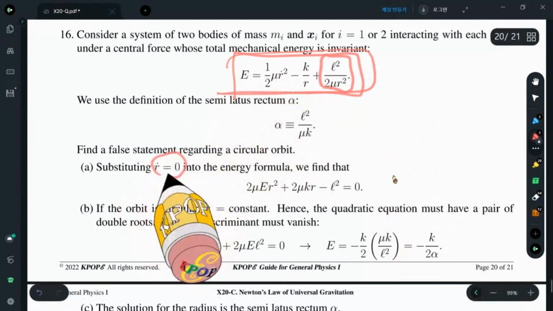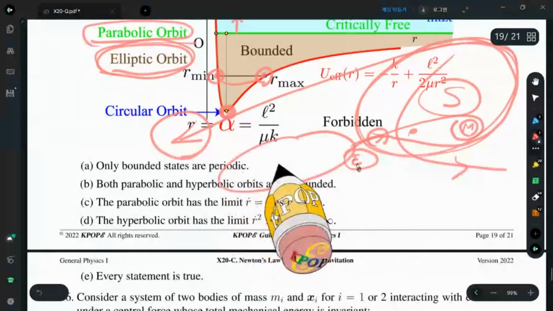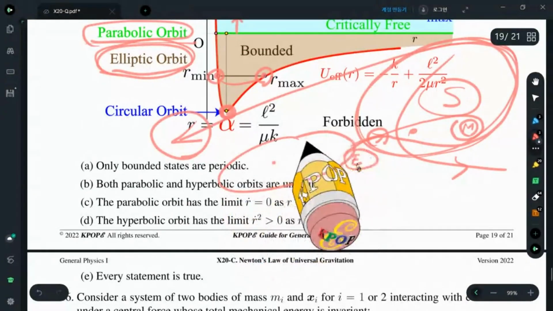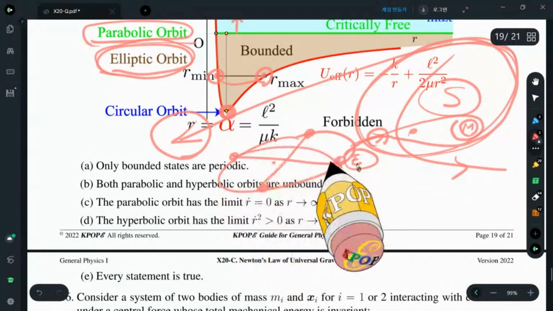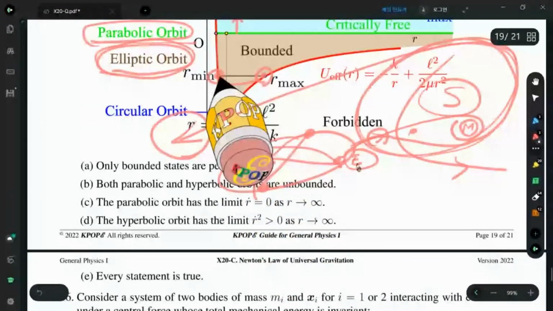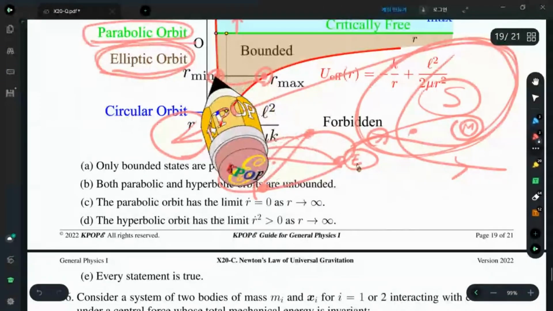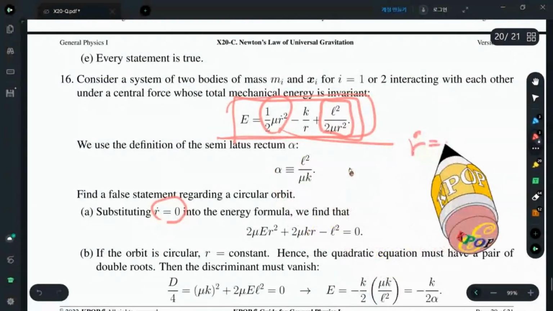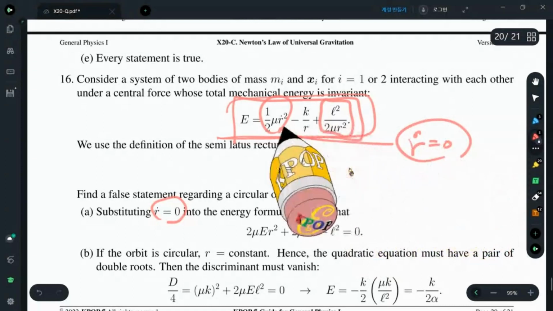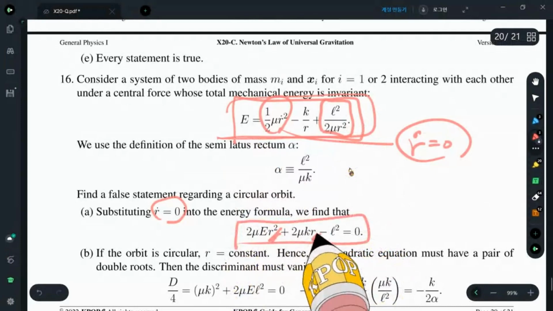And substituting r dot equals 0, r dot equals 0 means that in this two-body system, the radius sometimes increases and then stops, decreases and then stops. So we want to find the condition for r dot equals 0. In that case, we have r squared. It is a quadratic equation with respect to r.